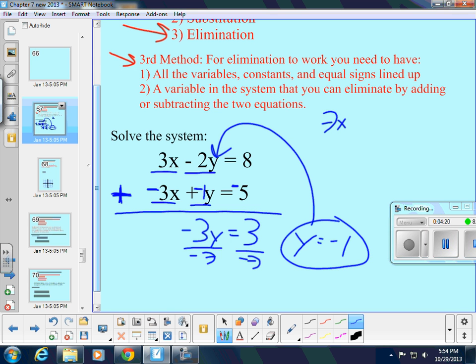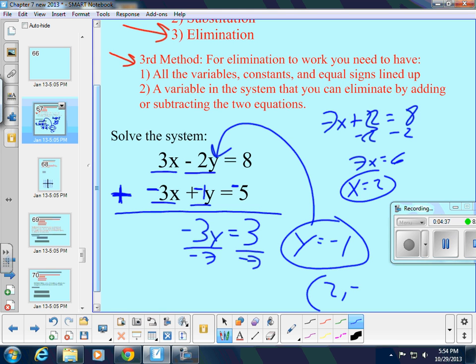3x, and then this would be negative 2 times negative 1, which would actually give me positive 2, so it'll give me plus 2 here, equals 8. Subtract 2 from both sides, 3x equals 6. Divide both sides by 3, x equals 2. So the solution for this system ends up being (2, negative 1).